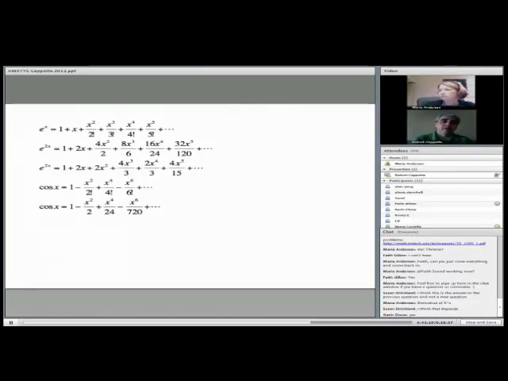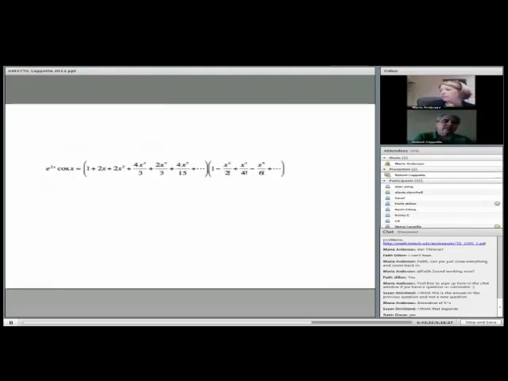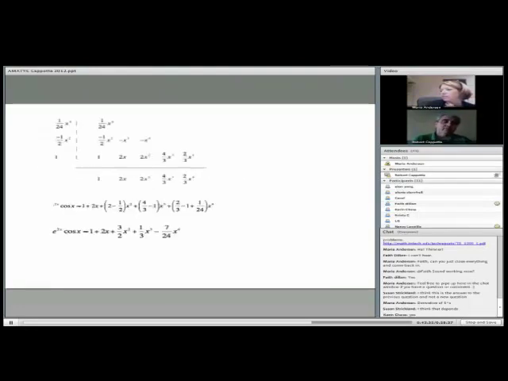There's our e to the 2x series, and there is our cos x series. Now, how can you multiply two infinite series? You need to be creative. We don't have an easy way to do the distribution. So we have those two infinite series. We want to multiply them.